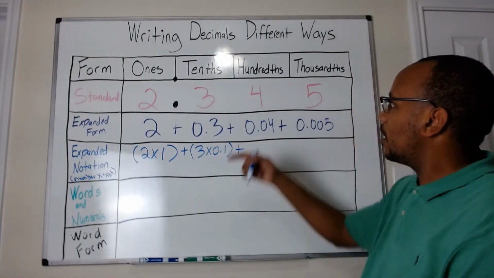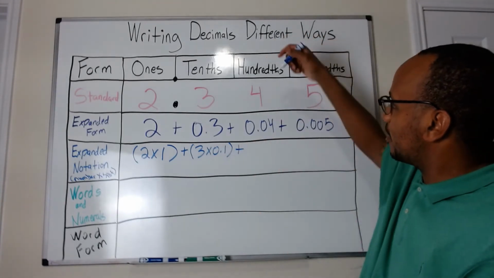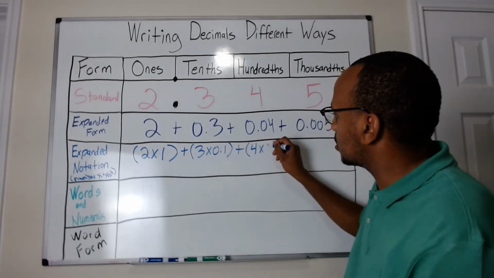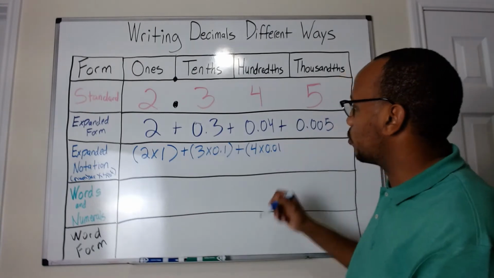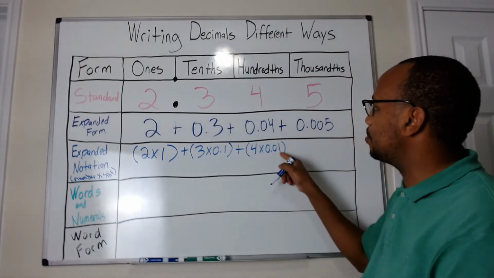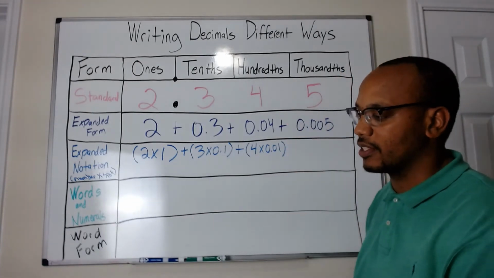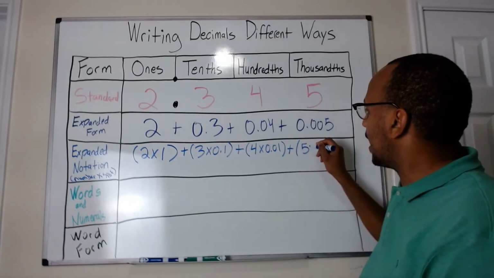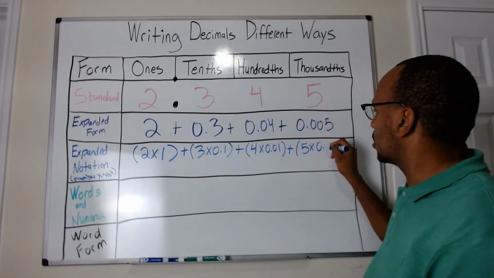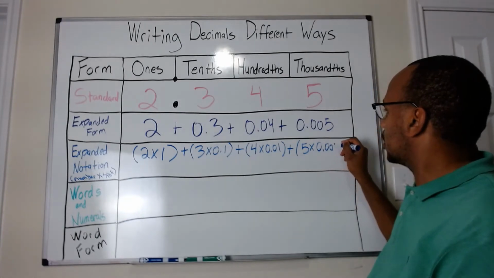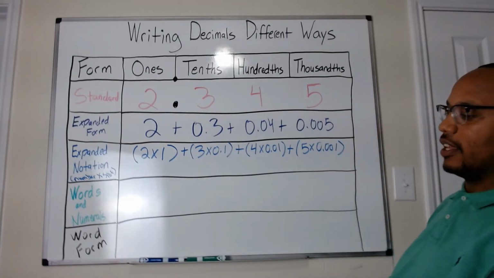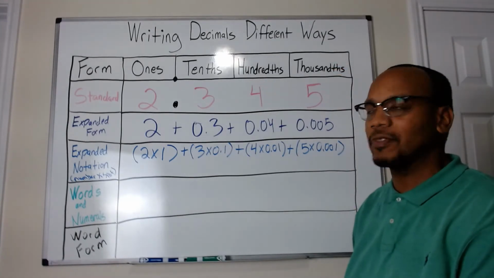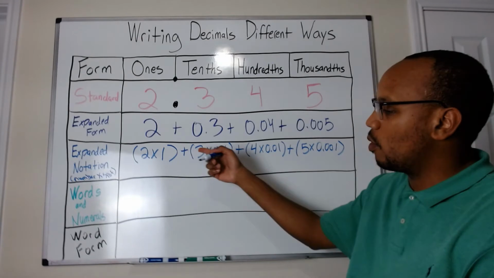Plus 4 times hundredths. Just 4 times 0.01. Right? Basically putting a 1 in the hundredths place. Plus 5 times thousandths, which is basically putting a 1 in the thousandths place. All right? So this is expanded notation.